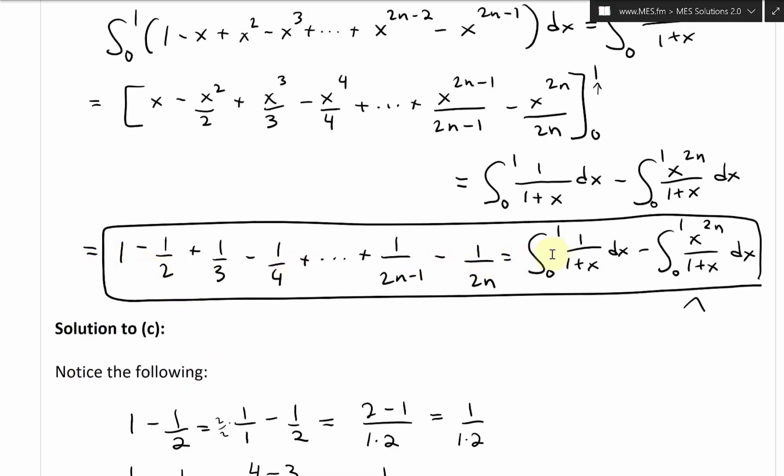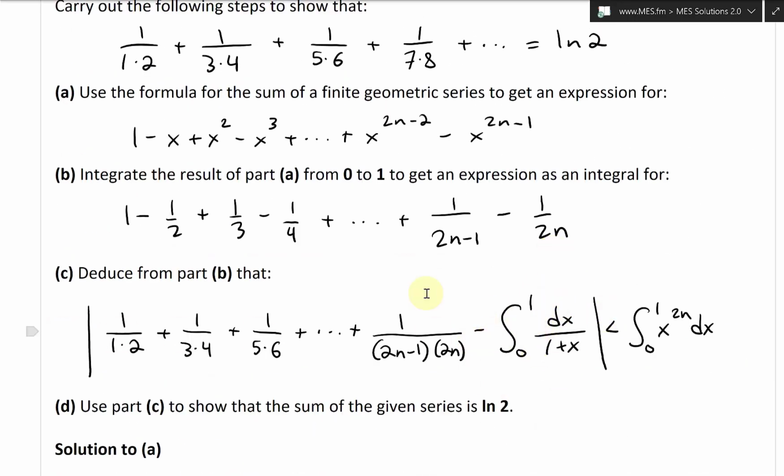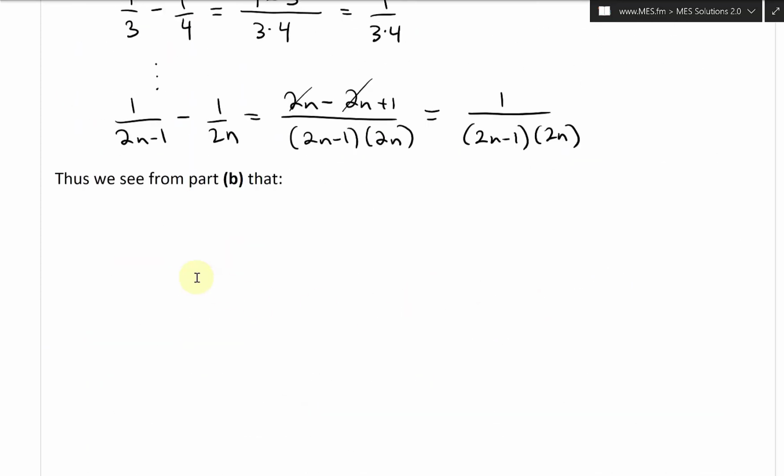So we get this all here, and also notice here, I'm going to move this over to the other side. So we get a negative integral from 0 to 1 of 1 over x dx. So basically we're going to write this out, but before we get to the absolute value side, what we get is 1 over 1 times 2 plus 1 over 3 times 4, and then plus dot dot dot plus the nth one here.